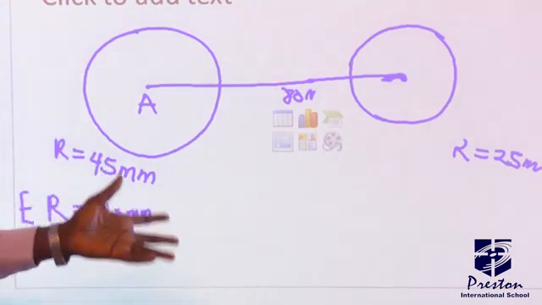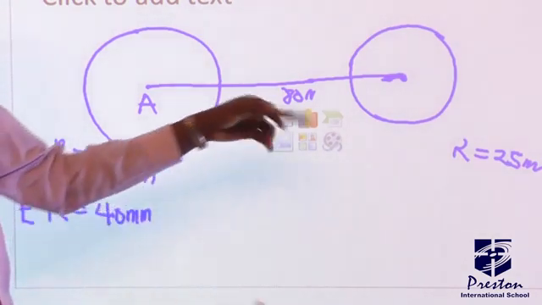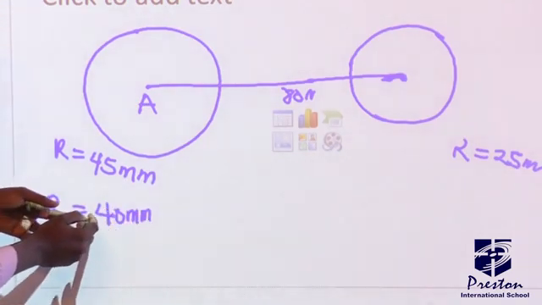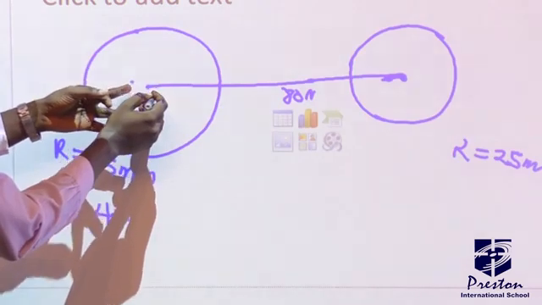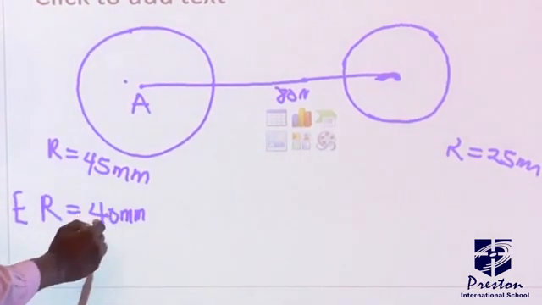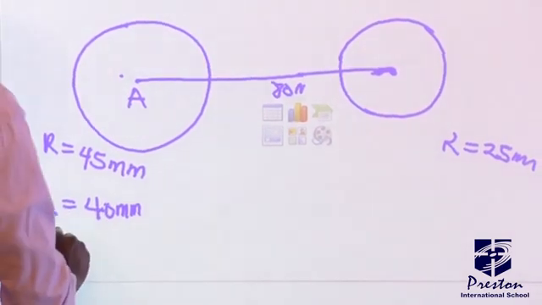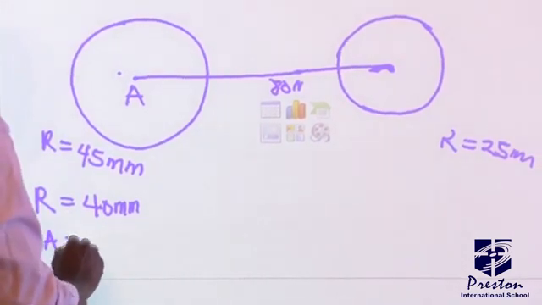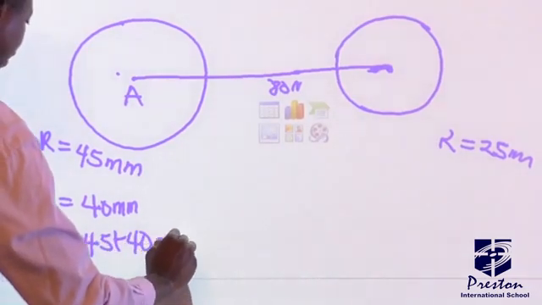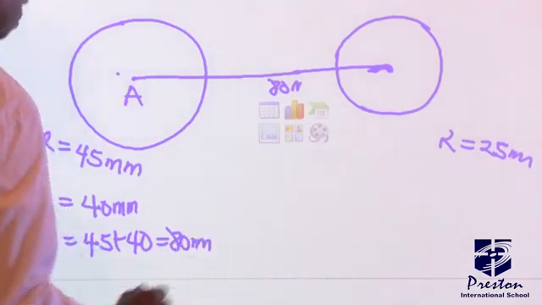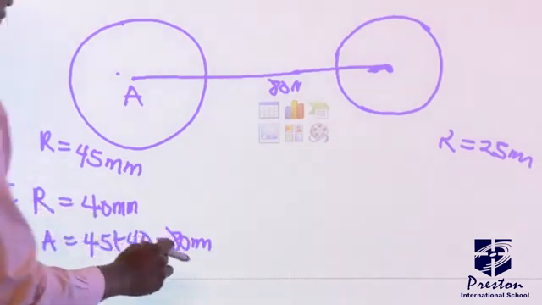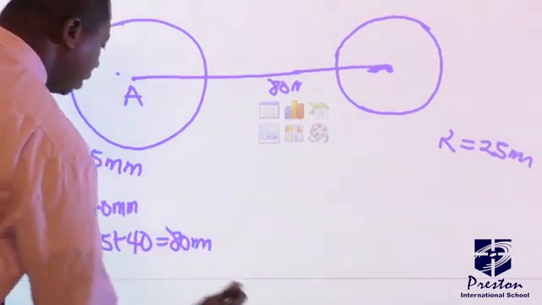So for you to complete this drawing, to draw the internal arc to both circles, for this external radius, let's say this is circle A, you add this 45 to this 40. So for circle A, we have 45 plus 40 to give us 85 mm. Then you extend your compass to 85 mm.